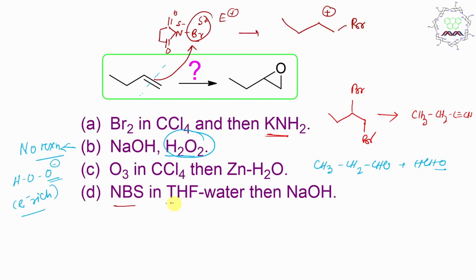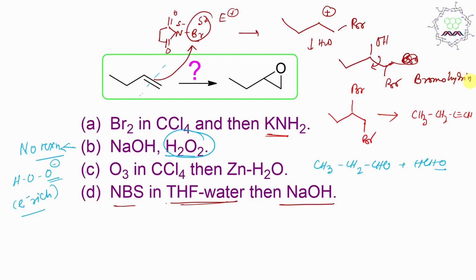See, NBS in THF water. So water acts as a nucleophile. So what does it produce? This is Br, and this is water. I can write this Br in a different way. It doesn't matter because C-C rotation is allowed here. So in the next step, sodium hydroxide. So this is actually a bromohydrin. Remember the name of such a molecule. Since bromo is there, this is a bromohydrin.